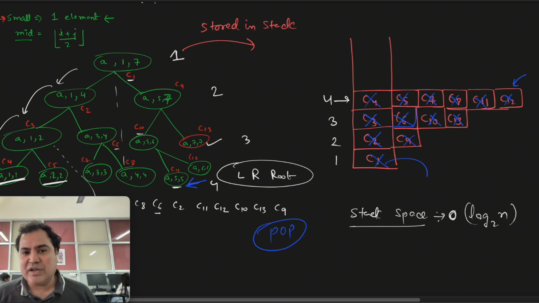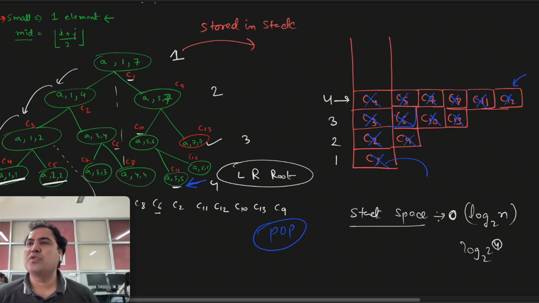Now you see, there are a total number of elements in the tree, 1, 2, 3, 4, 5, 6, 7, 8, 9, 10, 11, 12, 13. If you write it as log to the base 2 raised to the power around 4, 2 to the 4, to the 8, to the 16, around 16 elements, this will give you 4 levels.